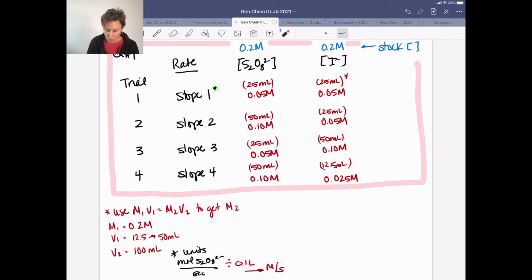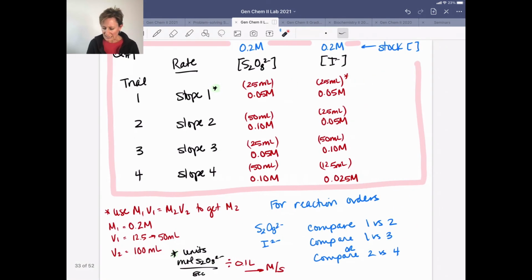Remember, the slope of these lines have units of moles, okay? Because we are plotting moles of S2O8 as a function of time. So in order to get this into molarity per second, which is what we need to have for our rate, we actually need to divide by the volume that it was contained in. So we're going to divide by 0.1 liters. So that's an important piece to make sure that you put into your calculations.